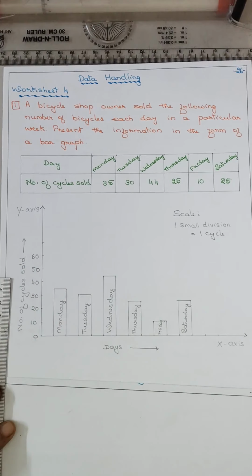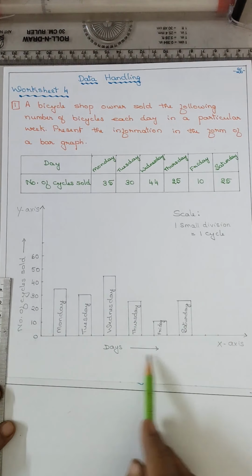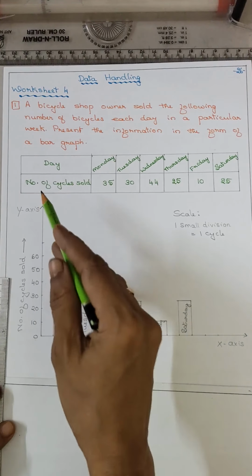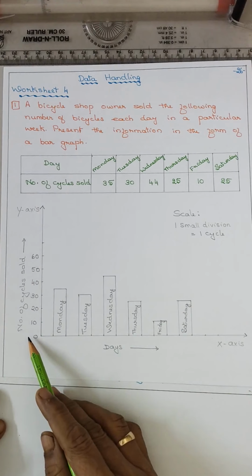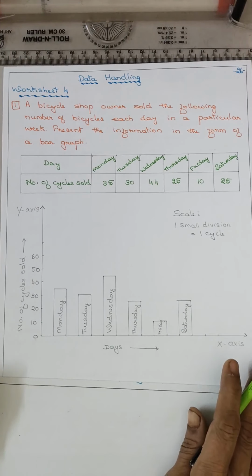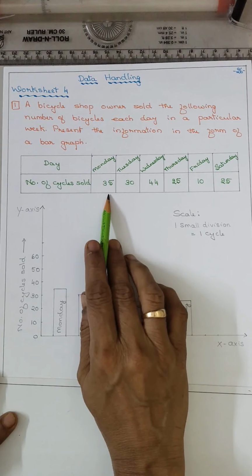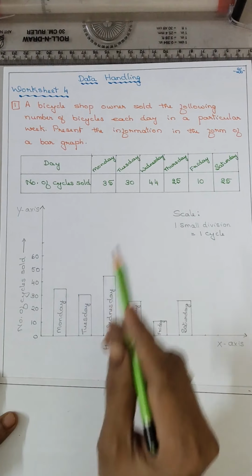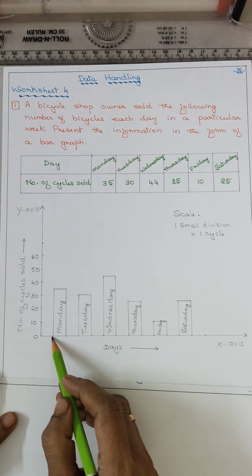Okay. Now on the x-axis you have to write these days, and on the y-axis the number of cycles sold. So like this, first you have to write and keep. Next, on Monday 35 cycles are sold. So leave 1 centimeter gap, that 1 unit.